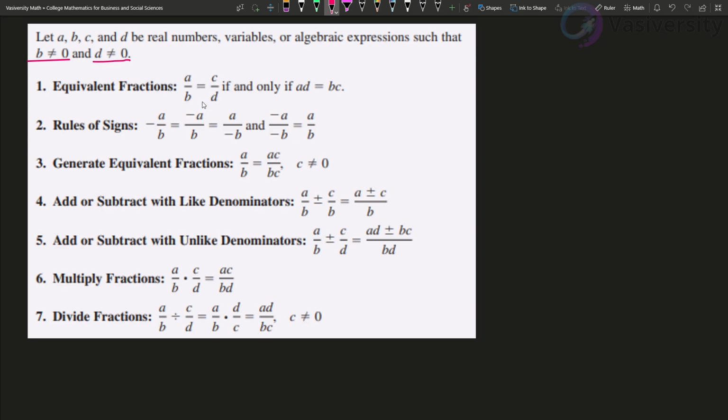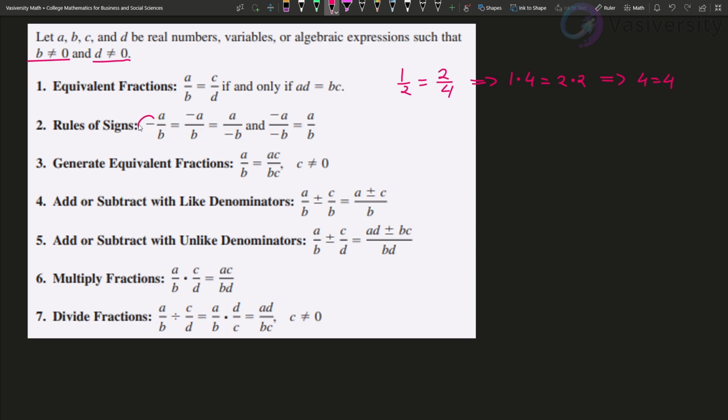Okay, so equivalent fractions. So it's the fractions which are equal. They are equal if and only if A times D is equal to B times C. So an example would be 1 over 2 is equal to 2 over 4. Why? Because if we cross multiply, 1 times 4 is equal to 2 times 2, and that will equal 4. So that's true. So this is an equivalent fraction.